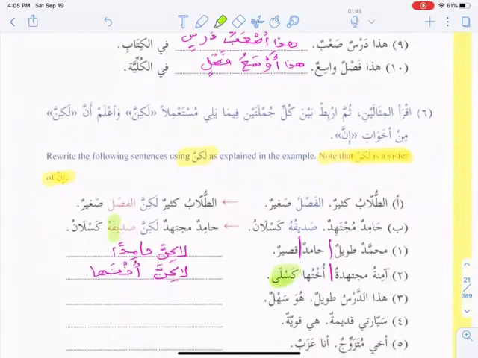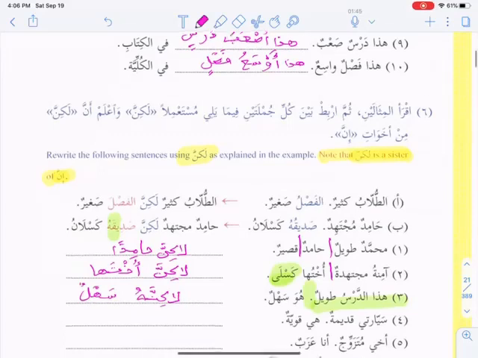Hadha darsu tawilun. And then what will you say? Huwa sahalun. This will stay the same. You will say lakinnahu. Lakinnahu sahalun. But it is easy.